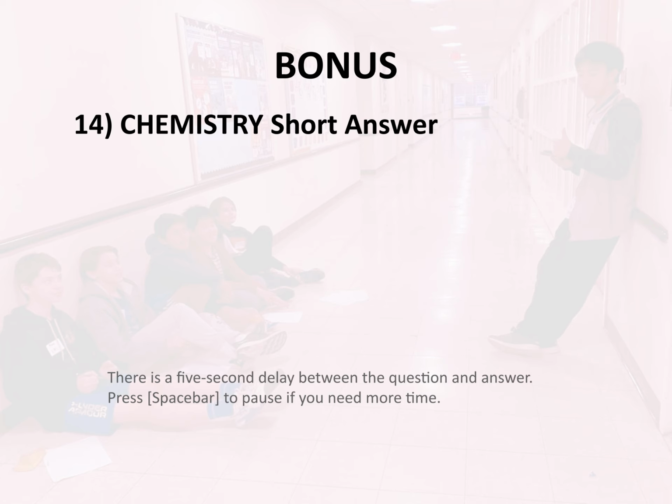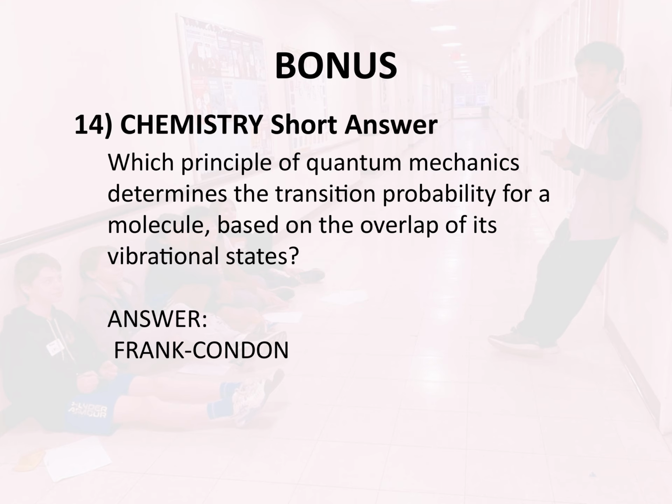Bonus 14. Chemistry. Short answer. Which principle of quantum mechanics determines the transition probability for a molecule, based on the overlap of its vibrational states? Answer: Franck-Condon.